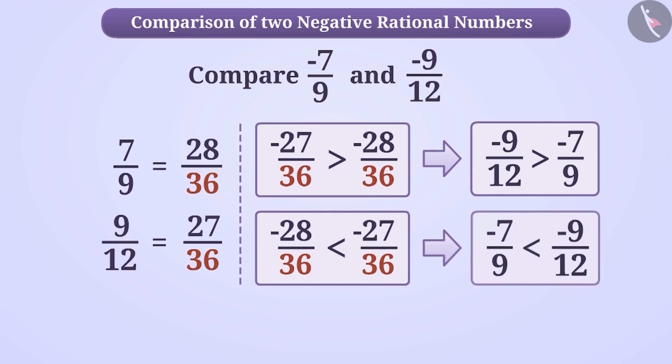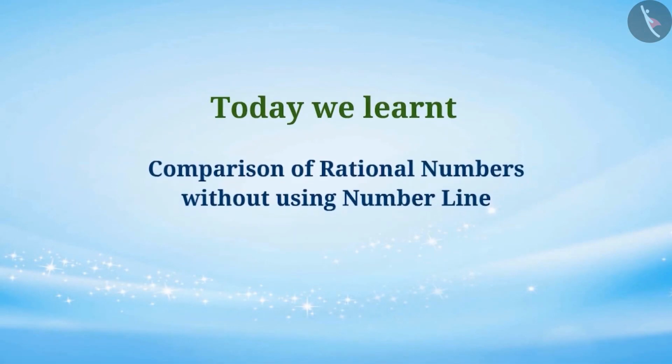In both situations, we come to know that minus 9 by 12 is the greater rational number and minus 7 by 9 is the smaller one. Today, we learned about the comparison of rational numbers without a number line. In the next video, we will see some examples related to the comparison of rational numbers.